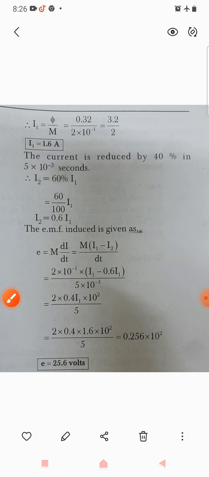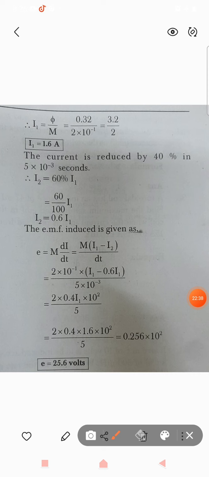You can observe this step that here we have taken 60 upon 100 multiplied by I1. So the zeros will get cancelled. So we are getting I2 is equal to 0.6 I1. So this is the value of I2.